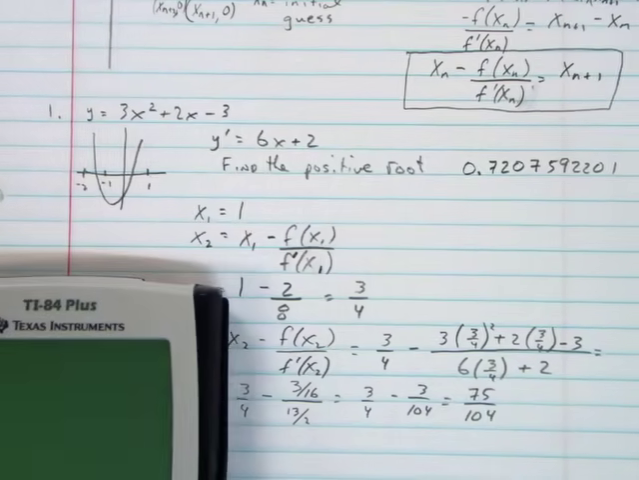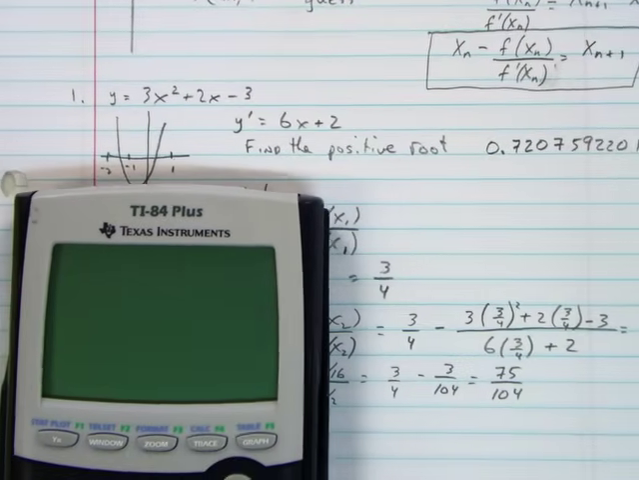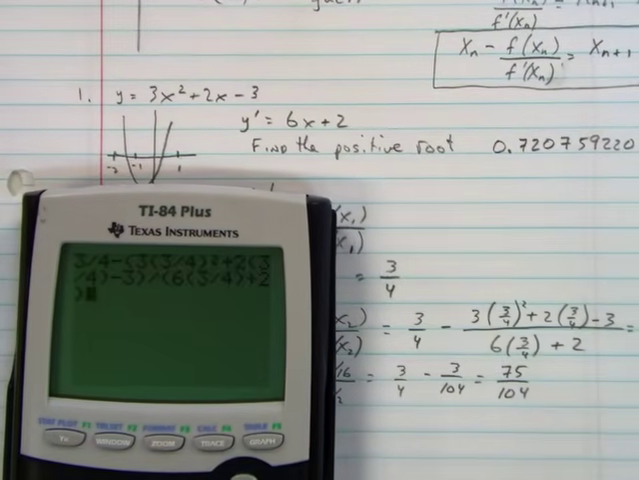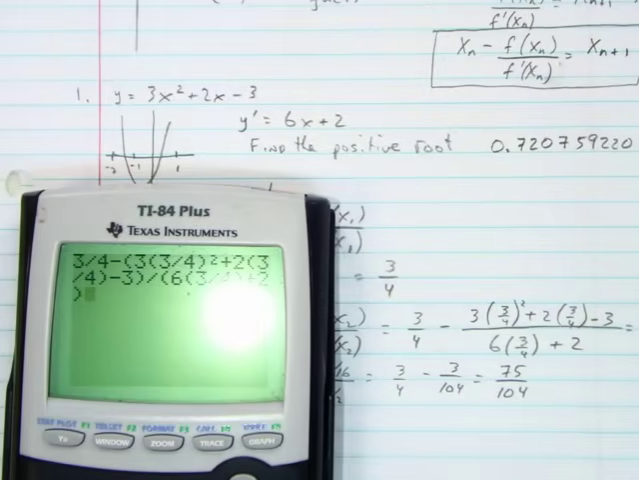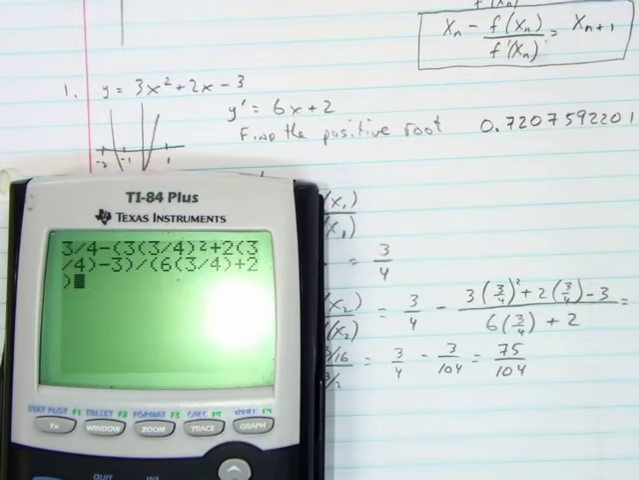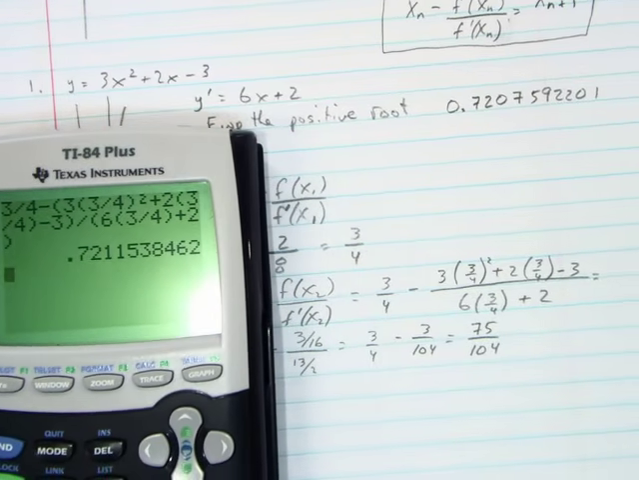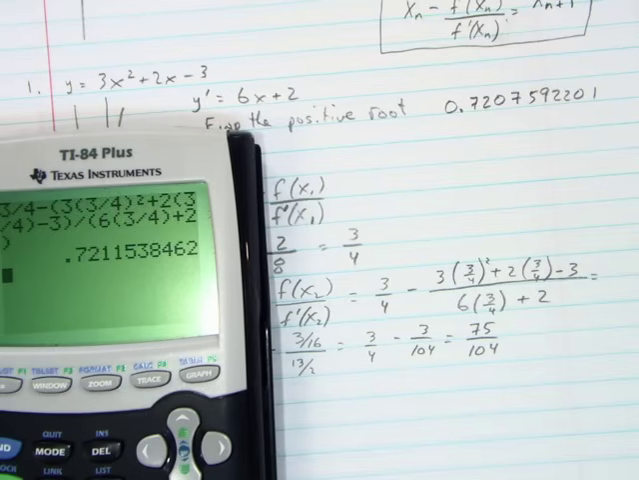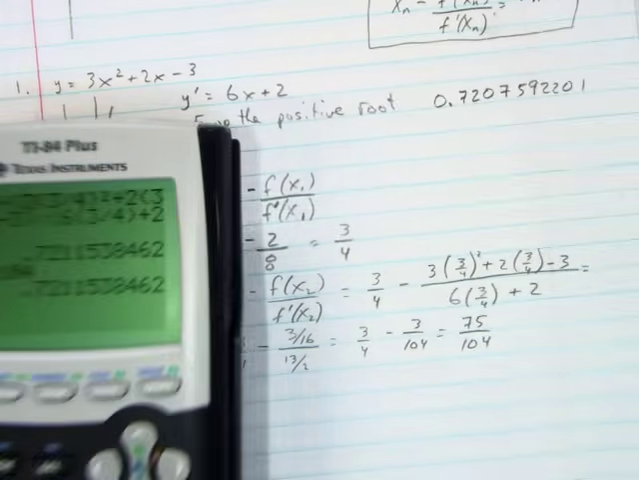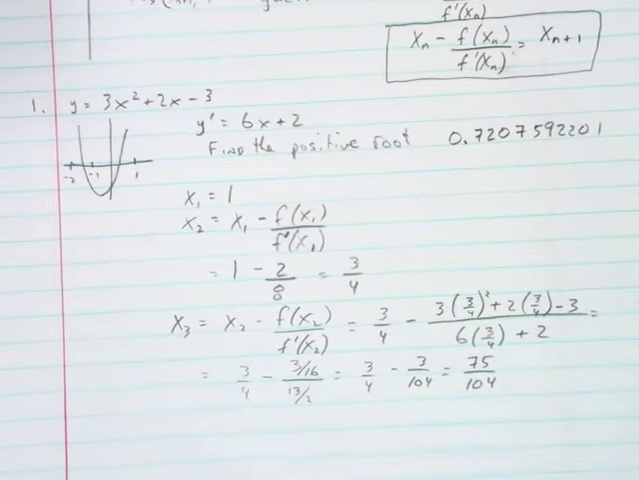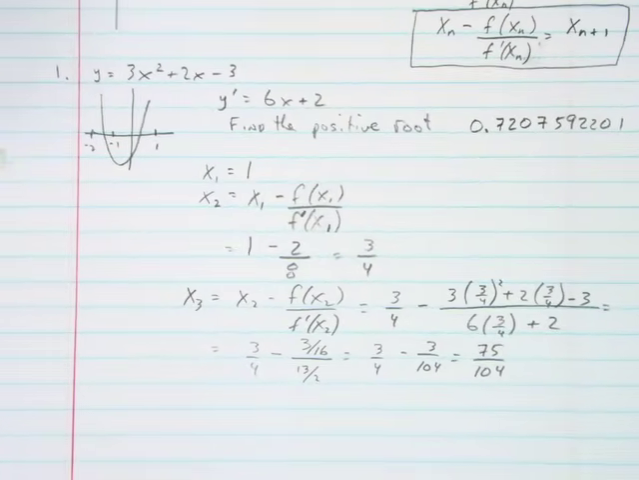Now let's take a look at a calculator. I typed it in there as well. You could do something like that, and you get this number, 0.7211538. And let's take a look at what 75 divided by 104 is. It's the same thing. So that is pretty much it for doing Newton's method by hand.